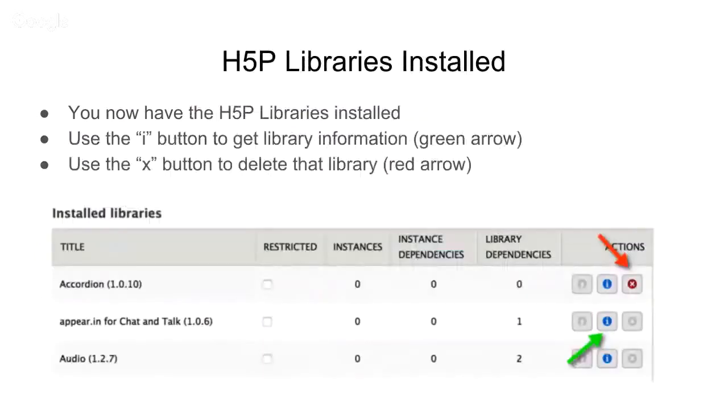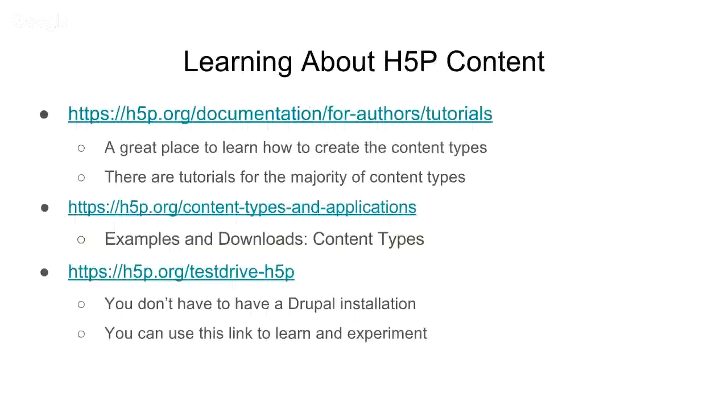Once you've got that done, on that same install page, you will now see a list of the installed libraries, and it can be quite long. The X button, of course, is for deleting a particular library. The I button pointed to by the green arrow gives you basically the version number and names. So there's not a lot of information there, but now that you've got it installed, what do you do next?